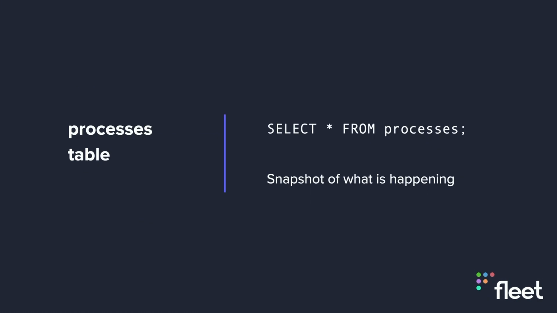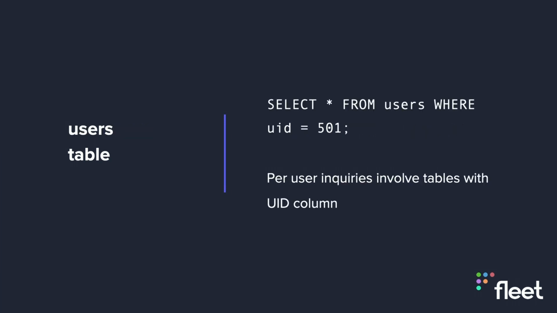So if we wanted to look at things from the processes table, you can select star from processes, and this will give you a snapshot of what's happening on that computer right now. And then I use this example a little bit here, but select star from users where UID 501. So this would be helpful if you wanted to find out who is generally the admin, or which account is the primary admin on all of your Mac computers, because 501 is the user ID that's generally assigned by Apple's setup when you first set up your machine.